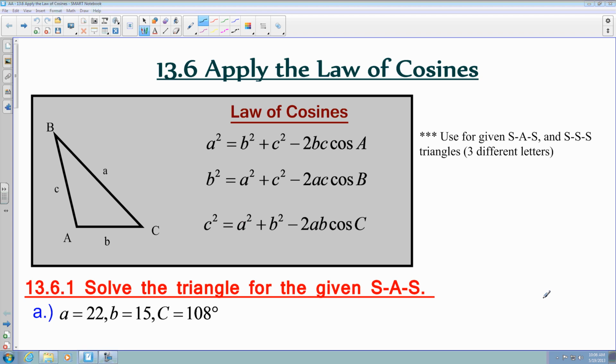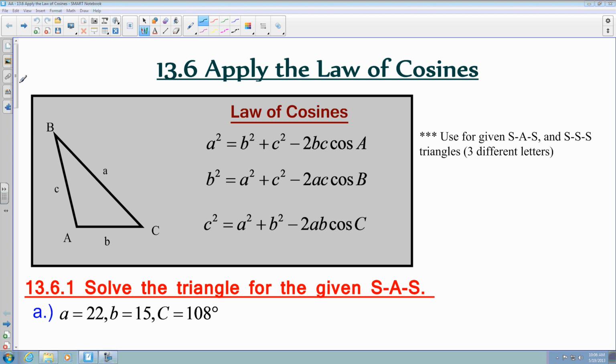If you use a squared equals b squared plus c squared minus 2bc cosine of A, that means that you're either trying to find the length of the small a, or you're trying to find the angle capital A, and it goes on similarly for b and c, corresponding.